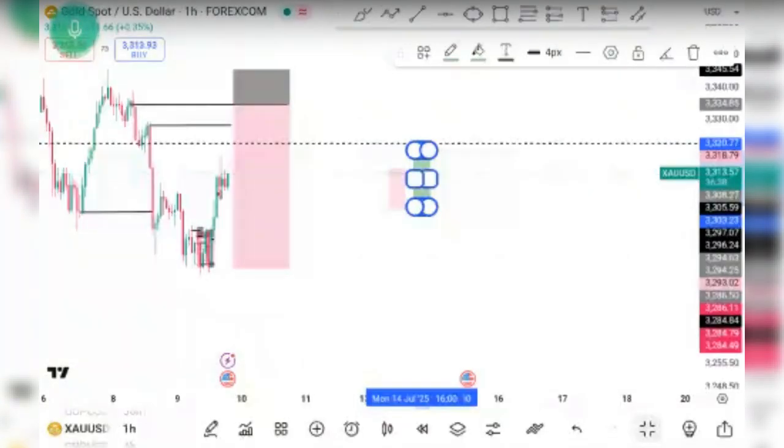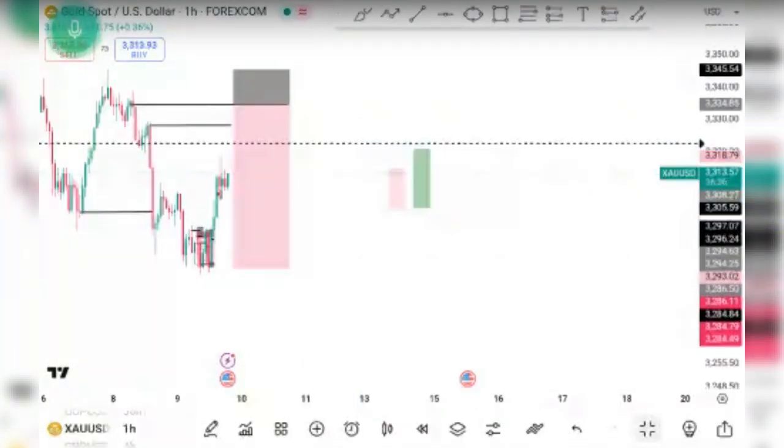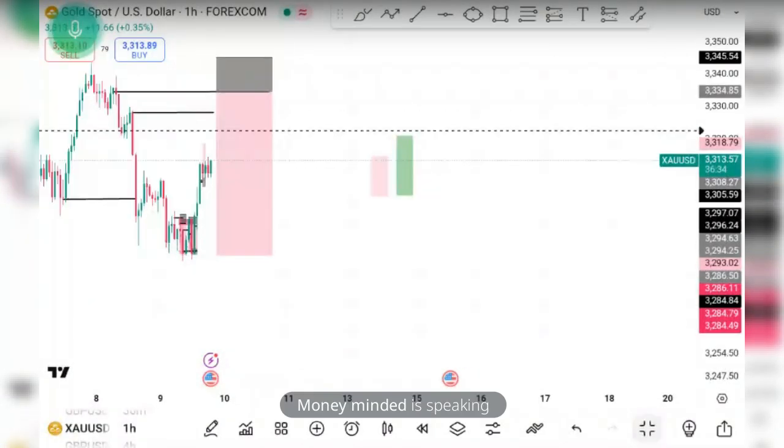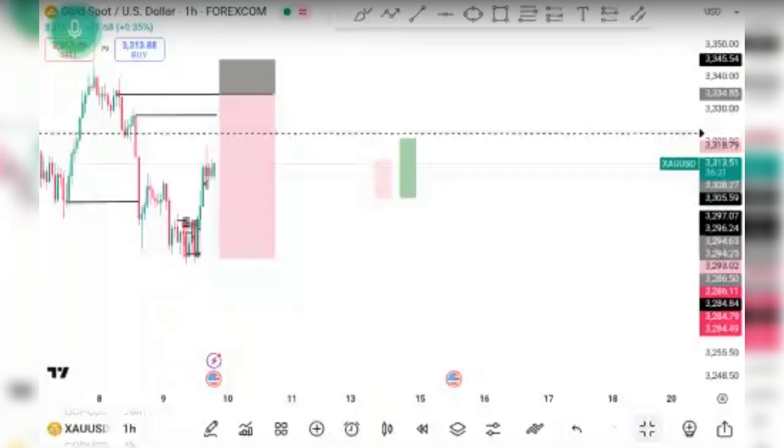The bullish engulfing, you will see a red candle and a green candle like this. The green candle will engulf the red candle. That is how the bullish engulfing looks like. A small red candle and a large, big green candle.